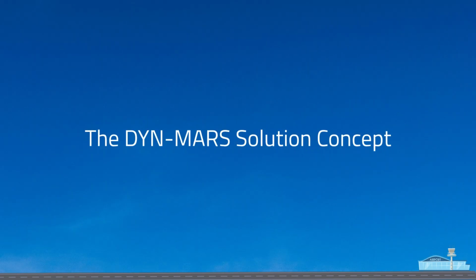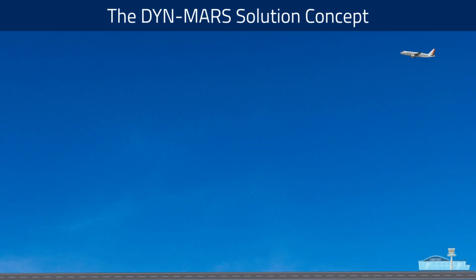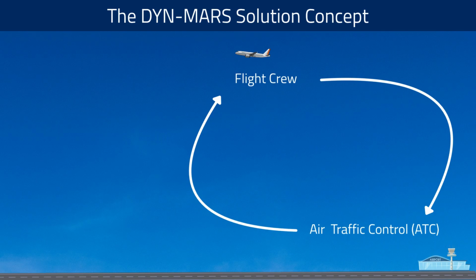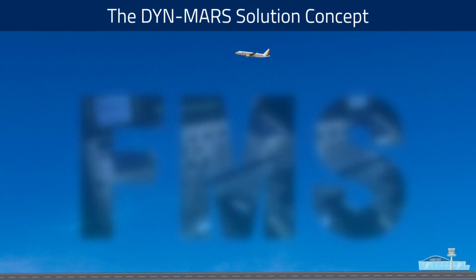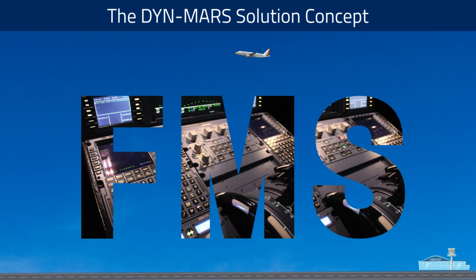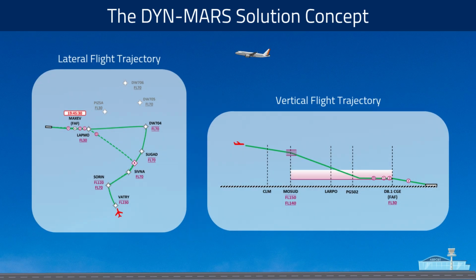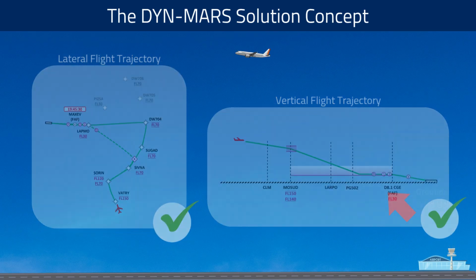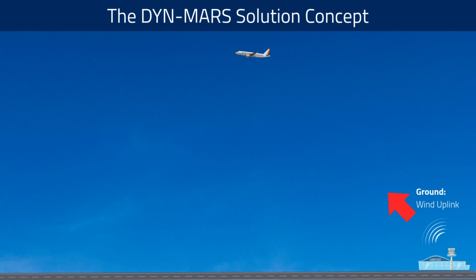The DYN-MARS solution concept. As an aircraft nears its destination, the descent phase becomes a precisely coordinated exchange of information between air traffic control and the flight crew. A central interface in this process is the Flight Management System, FMS, which manages both the lateral and vertical trajectories. Throughout the descent, uncertainty in the flight path is progressively reduced. The information exchange begins prior to descent initiation.